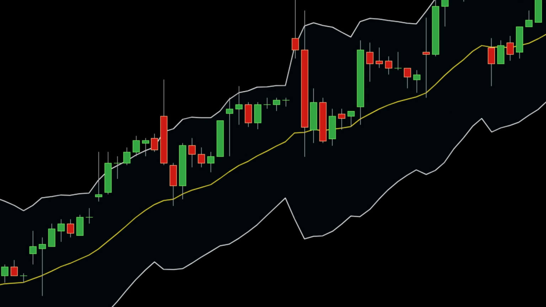So for example, the stock here, it's in a steady uptrend. Price pulls back from the upper band to the middle line area. If it finds support and starts to bounce, this could be a great place to enter a long trade with a stop just below the lower band or under your entry candle.